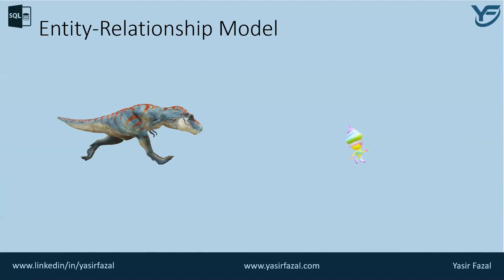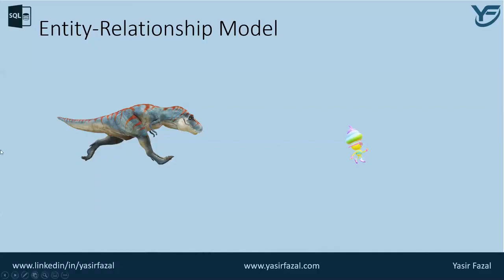The entity relationship model is basically based on two things. Number one is entities and their respective attributes, and number two is the relationship among the entities. So let's explain this diagram now. In this diagram, I have two things: one is T.REX and the second one is ice cream.